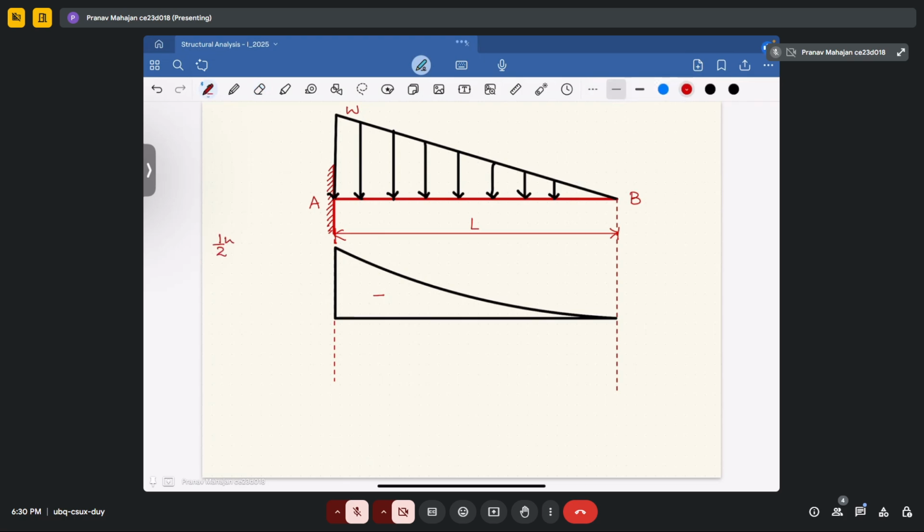So this is negative, and your maximum value will be equal to the load and its corresponding moment, that is 1 by 2 into W into L, that is the load, and it will be acting at a distance of L by 3. Since this is an M upon EI diagram, 1 upon EI will also come into the picture, and that will give you WL square upon 8 EI. So your maximum value here is WL square upon 6 EI. Sorry, not 8 EI, it is 6 EI. So this is your M upon EI diagram for uniformly varying load.